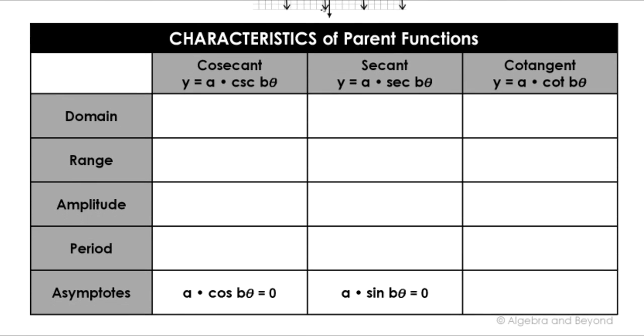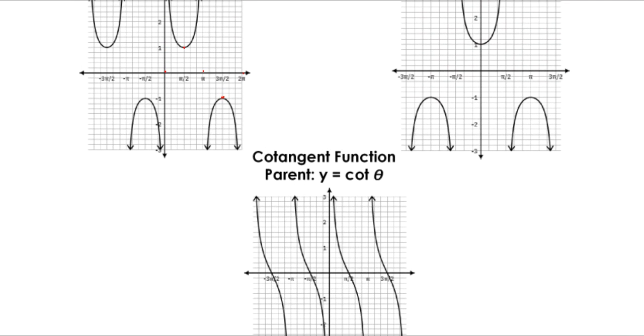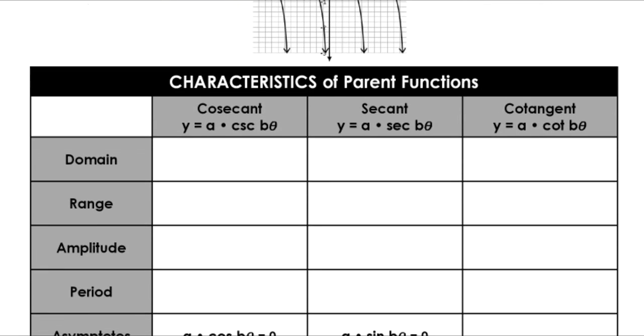So let's look at some key points here. For cosecant, if we look at our graph, the domain is no longer continuous like sine was. It's got some gaps in there. Those gaps are those asymptotes that are happening again, and they're at those multiples of pi again. So the domain for cosecant is all real numbers except or minus multiples of pi.